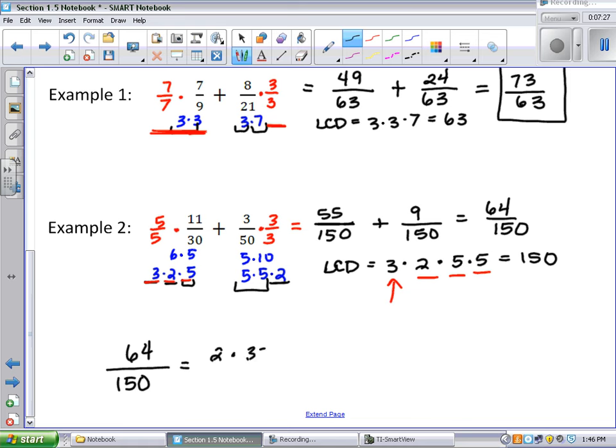64 is 2 times 32, and 150 is 2 times 75. My 2's cancel. I get 32 over 75. And we have to think about, can we reduce that any more? 75 is like having 3 quarters. So we have 3 times 5 times 5. None of those are factors of 32. I know I'm done.